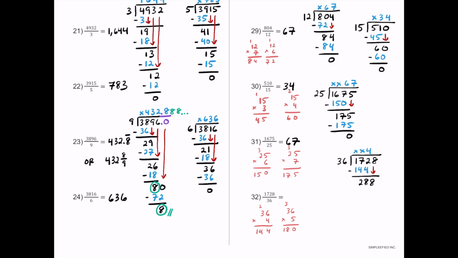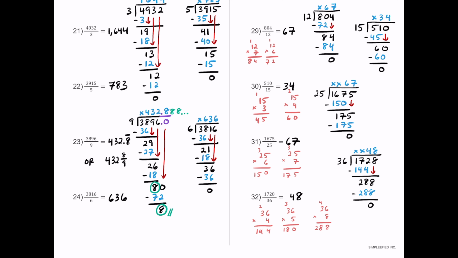So 288 is quite a bit higher. Let's try 36 times maybe 8. Let's see what that gives us. I'm going to get 48, carry the 4, 24 plus 4. Oh, that is a good guess. So I'm going to go with 8 up top. 8 times 36 happens to be exactly 288. And our remainder is 0. So our final quotient here is going to be 48.